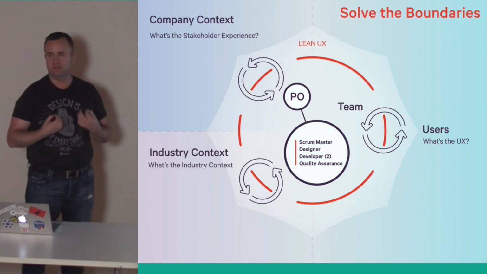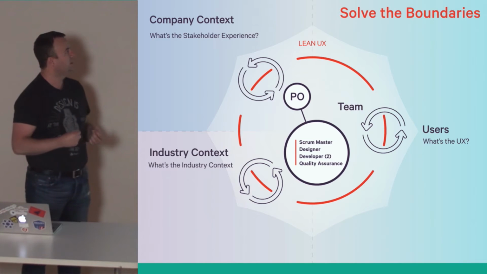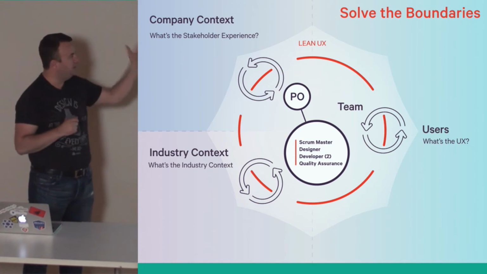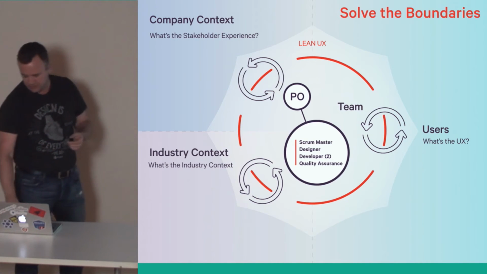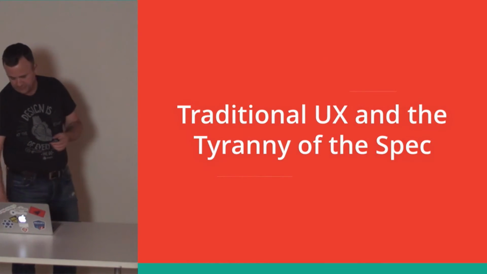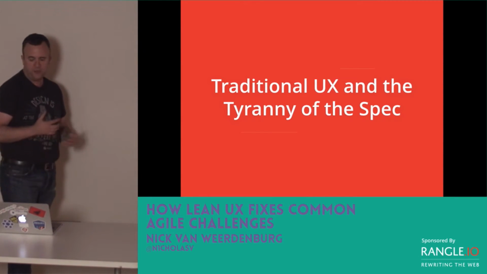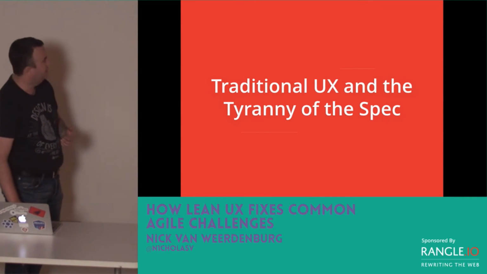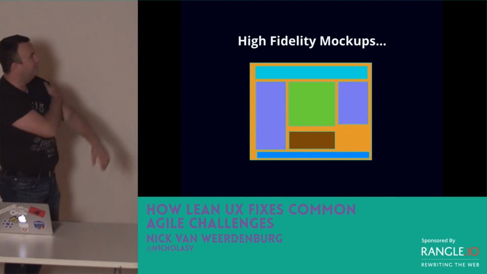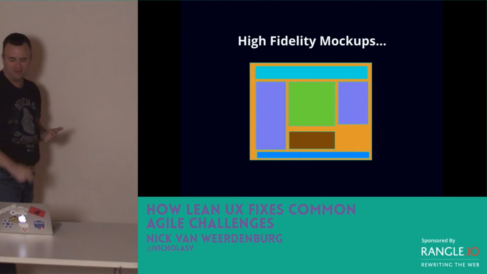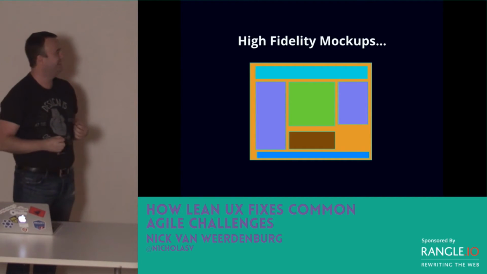And Lean UX is the most effective way of doing that, because it's generating the conversations and the artifacts in a way that feeds the process in an Agile continuous delivery type of manner. So traditional UX and the tyranny of the spec. If you have a real high-fidelity mock-up, this is my slide, as you probably could guess. I tried.